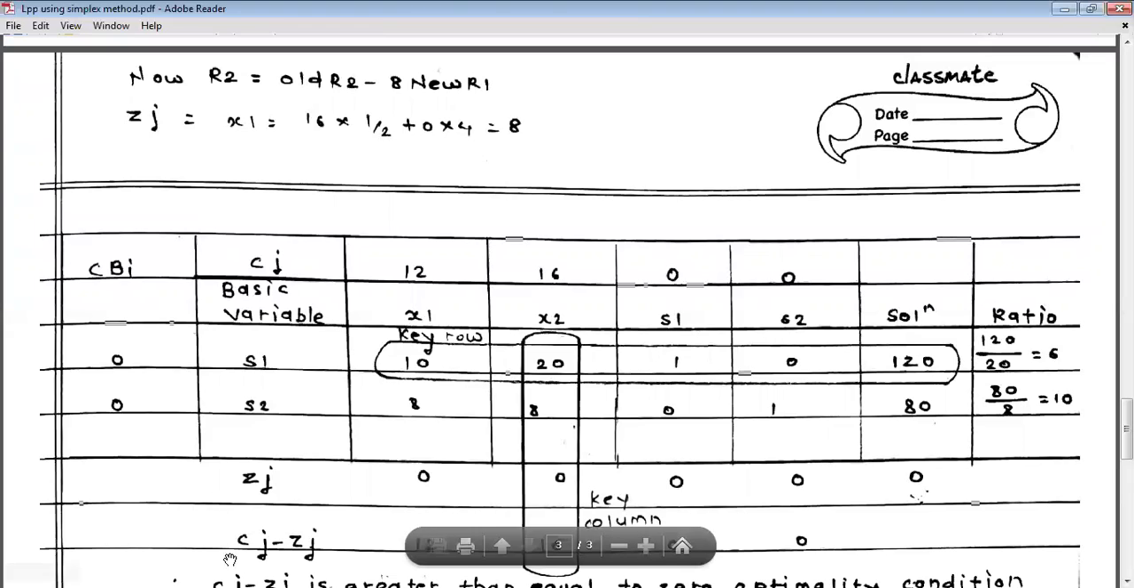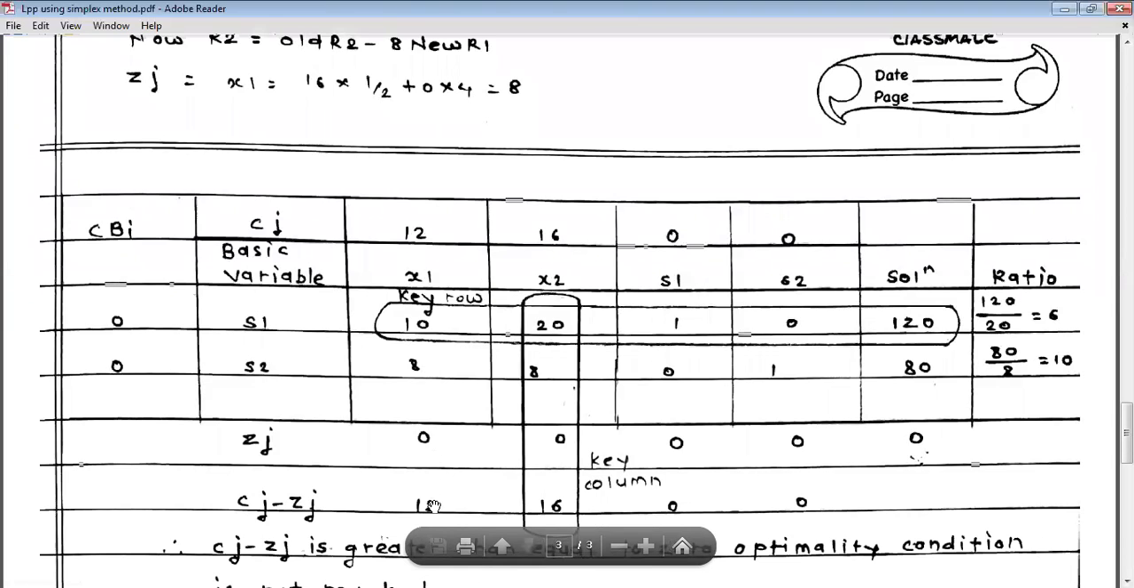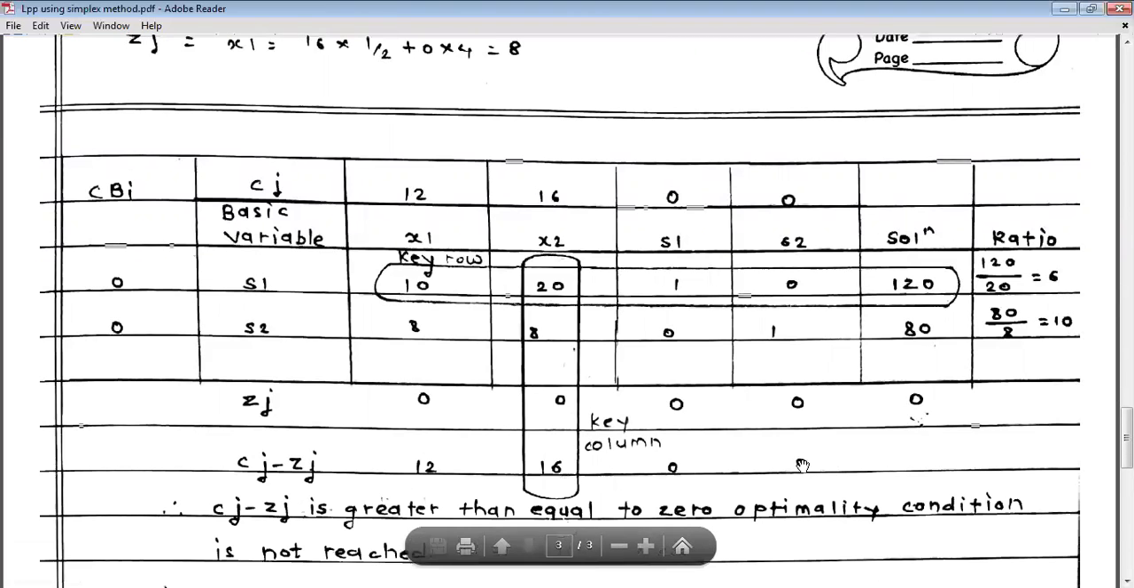Now you need to calculate the values of Cj minus Zj. So this is the Cj value and this is the Zj value. So 12 minus 0 will be 12, 16 minus 0 will be 16, 0 minus 0 will be 0, again 0 minus 0 will be 0. Now you need to examine the values of Cj minus Zj for the optimality condition. We know that for a maximization problem, all the Cj minus Zj should be less than or equal to 0. But if you see here, these two are 0, but these two are greater than 0. So our optimal solution is not reached, and we need to go to the next iteration.